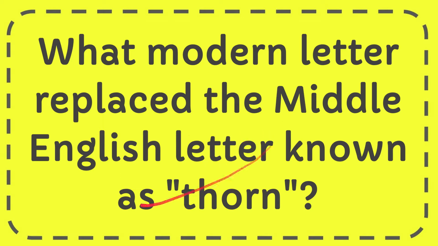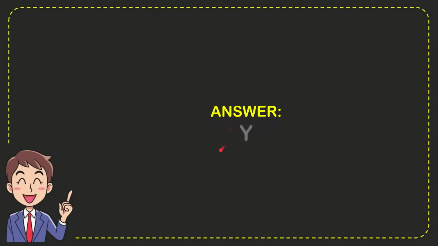I'm going to give you the answer for this question. The question is, what modern letter replaced the Middle English letter known as thorn? We'll now give you the answer for this question, and the correct answer for the question is Y. So that is the answer for the question, Y.